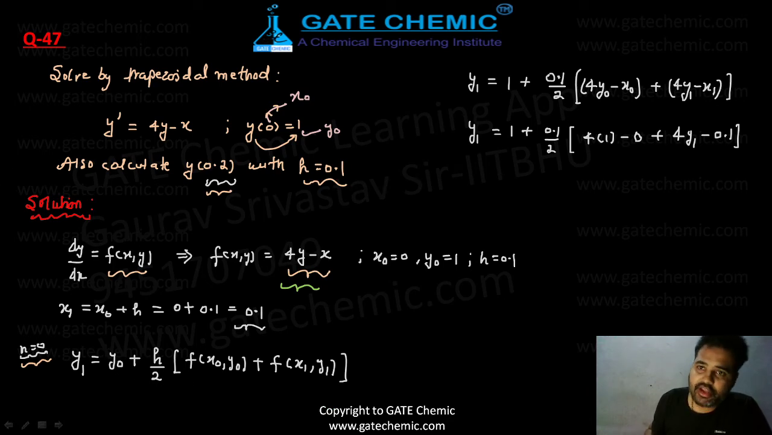Now I'm going to put the y naught value here, the h value here, and in place of f(x naught, y naught), that means you have to write, in place of x you are going to write x naught, in place of y you are going to write y naught.